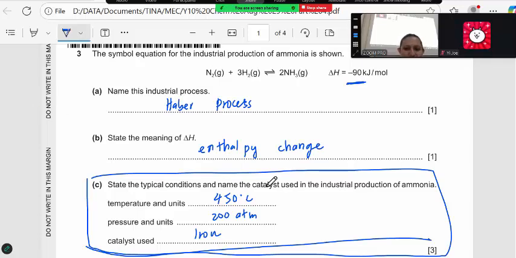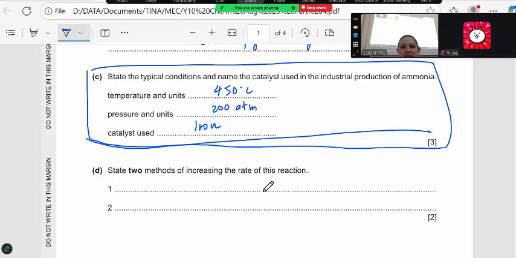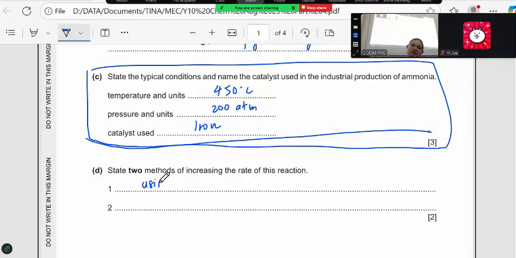Okay. Come. Two methods of increasing the rate of reaction. So, adding a catalyst. Using iron powder, because it causes large surface area.